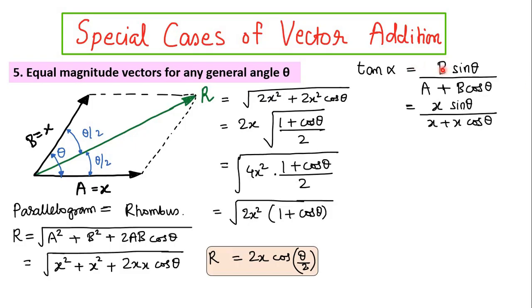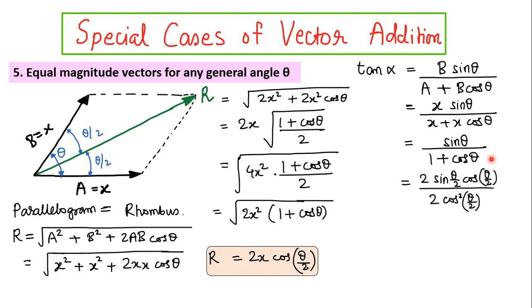Substituting the values here, a and b both are equal to x. Then cancel x, we get sin theta upon 1 plus cos theta. Then sin theta can be written as 2 times sin theta by 2 into cos theta by 2, and 1 plus cos theta can be written as 2 cos square theta by 2. So 1 plus cos theta is nothing but 2 times cos square theta by 2.